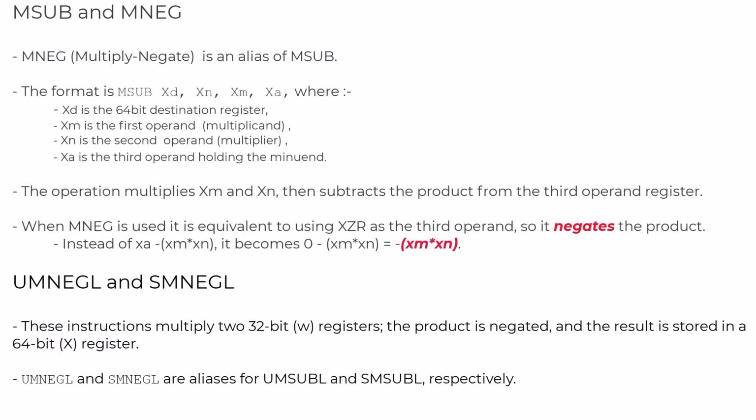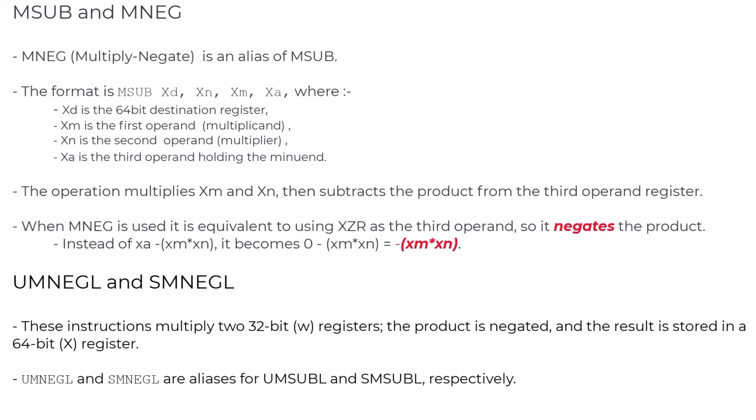The next instructions that we're going to look at are MSUB and MNEG. MNEG stands for multiply negate, and it's actually an alias of MSUB. So the format is MSUB Xd, Xn, Xm, Xa. Xd is the 64-bit X destination register. Xn is the first operand X register. Xm is the second operand X register, and Xa is the third operand X register. And this will hold the minuend. So the minuend is the number that we're going to subtract the product from.